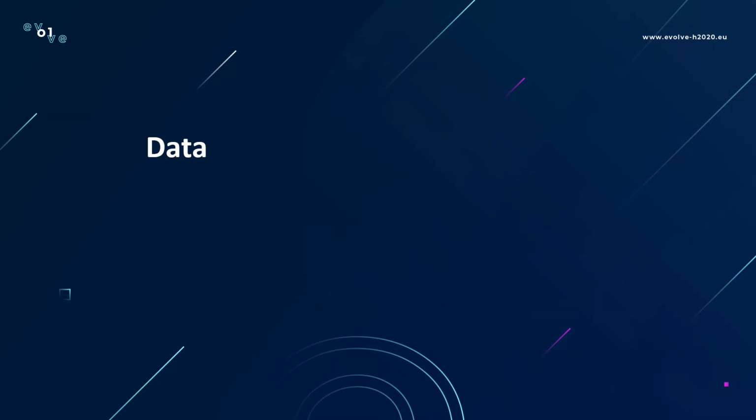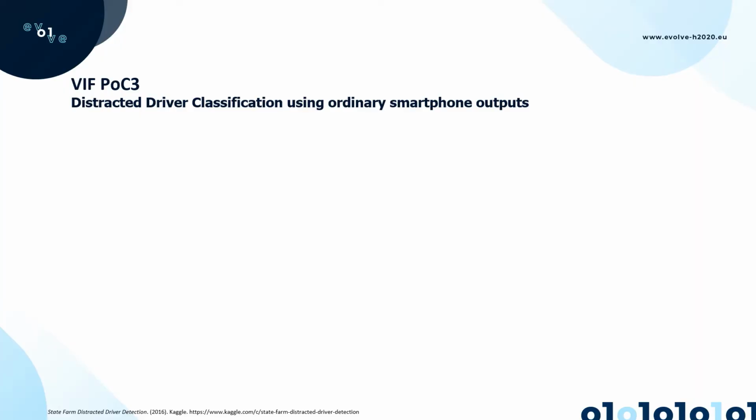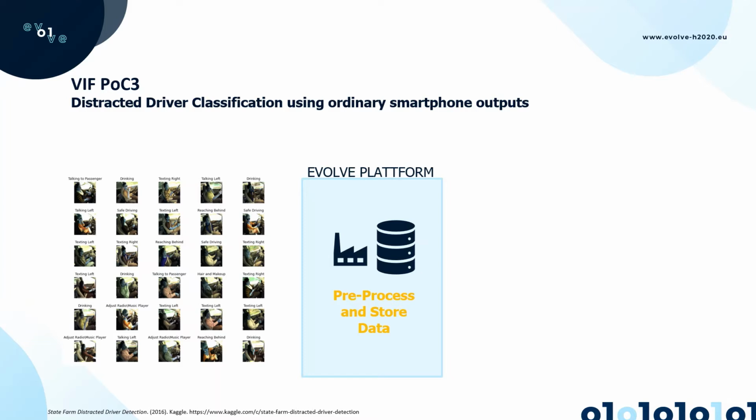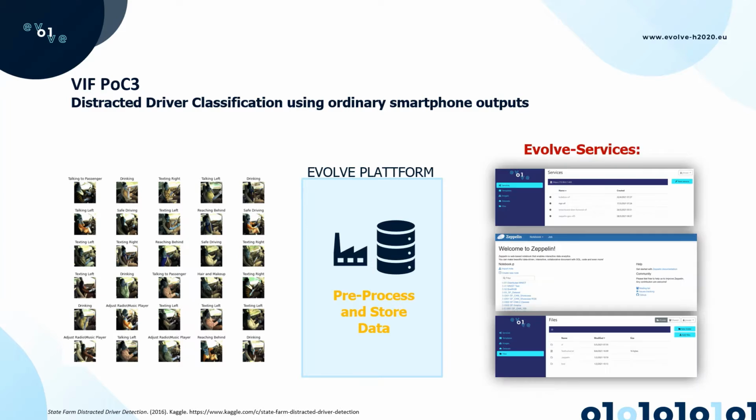Speaking about the data, the dataset used for training consists of 10 classes, from talking to passengers to safe driving, and it is stored on the Evolve platform. To store and process the data on the platform, we need different services. A quick overview will show the main used services.